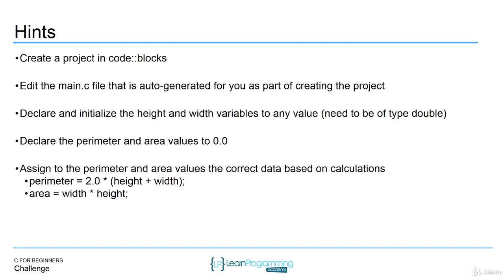So here's the code that you would use for the perimeter calculation and the area calculation. If you created 2 variables of type double named perimeter and area, all you would need to do is say perimeter equals 2.0 times height plus width inside parentheses, ending with a semicolon. To calculate the area, you would just assign the area variable using the equals operator, width, and then the asterisk for times, and then height, and then the semicolon.